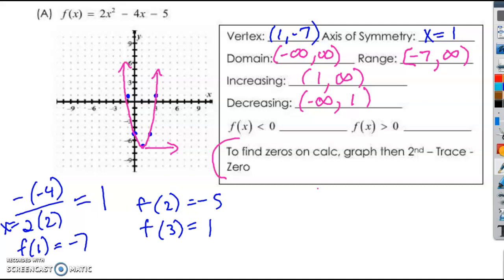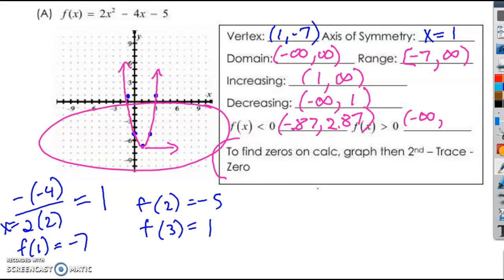But where the graph is less than 0, that's down here, right? It's between the two zeros that I found on the calculator, from negative 0.87 to 2.87. And then where the graph is above 0, where f of x is greater than 0, that's from negative infinity up to the first x-intercept, negative 0.87, in union with 2.87 to infinity.